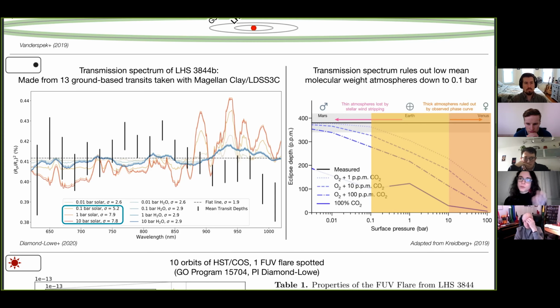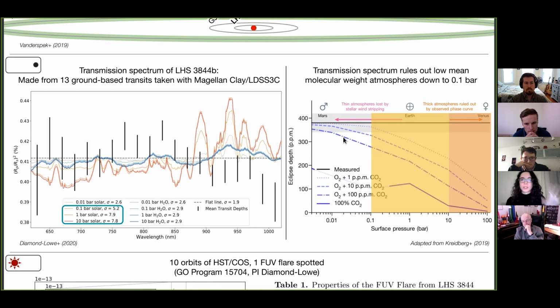So you can kind of a little bit ignore the y-axis on this figure, but I just sort of want you to focus on this x-axis down here with the surface pressure. So those phase curves ruled out high mean molecular weight atmospheres down to 10 bars of surface pressure. And then the authors made more theoretical arguments, very reasonable, with stellar wind stripping to rule out atmospheres at lower surface pressures.